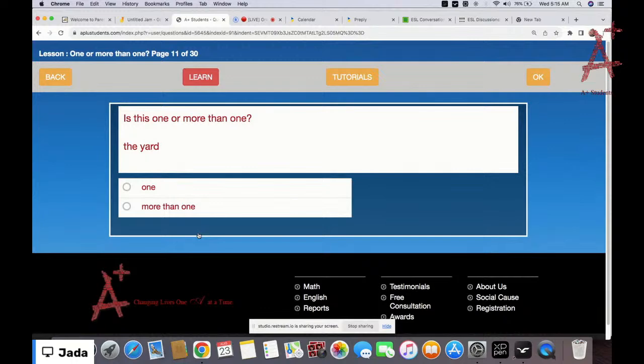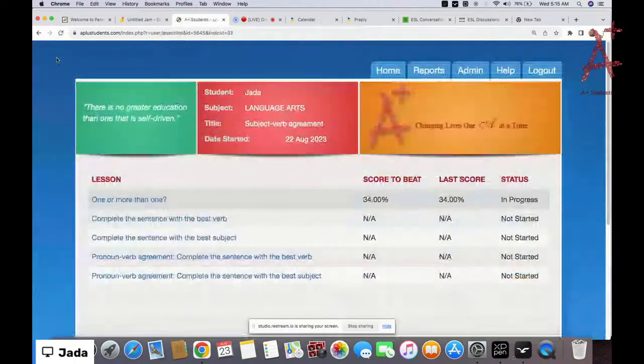Now we will move on to the next lesson. The next lesson says complete the sentence with the best verb. So what we need to do in the next lesson is to complete the sentence with the best and most suitable verb for it. As you can see, it shows in progress because we're not done. So try your best to finish it, and once you're done, it's going to show you completed. Okay, so we'll go to the second lesson.